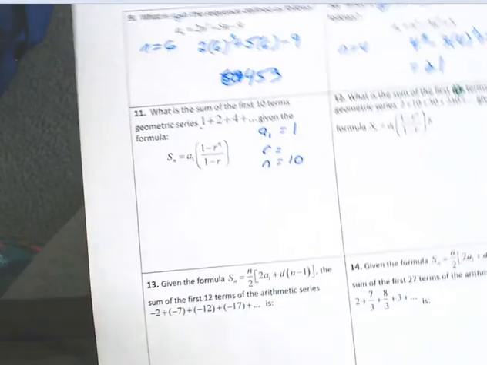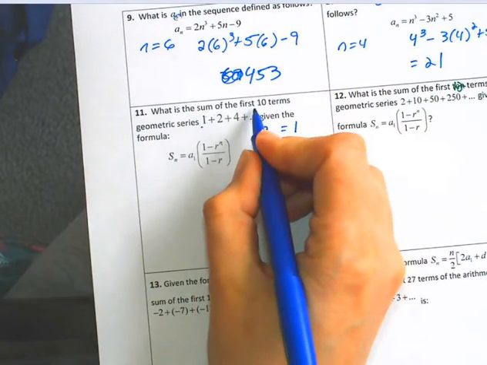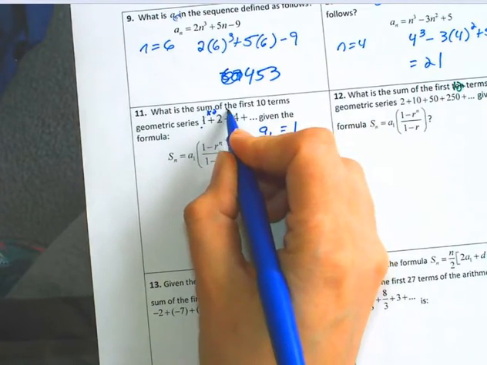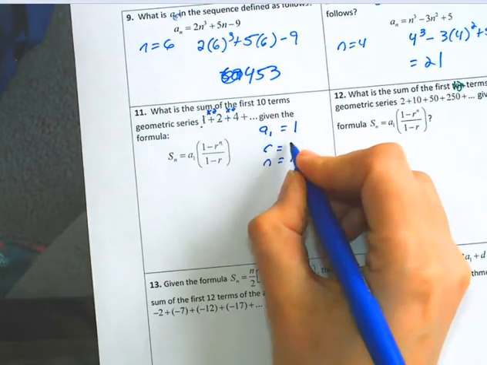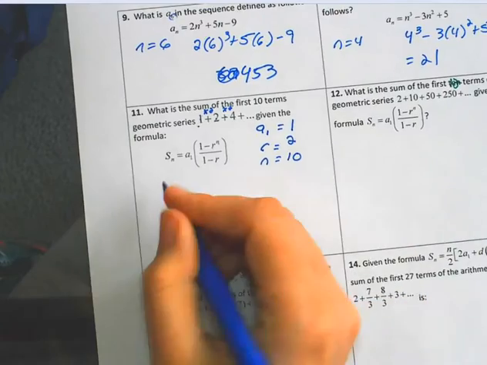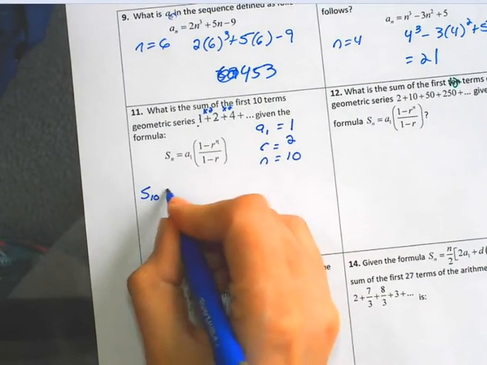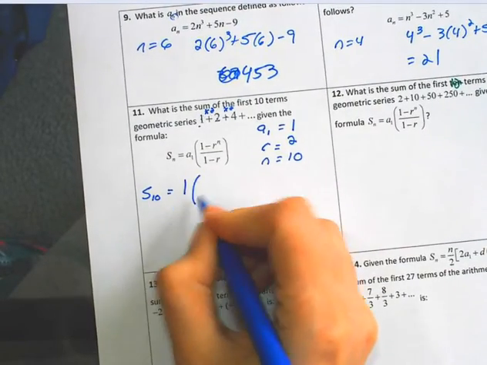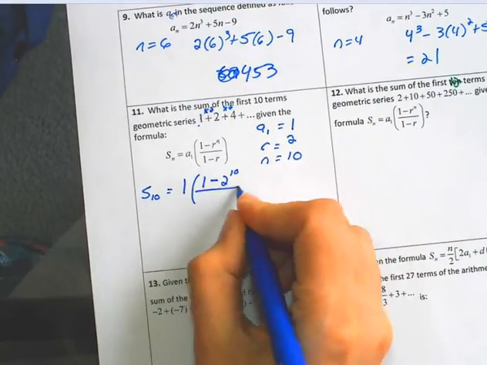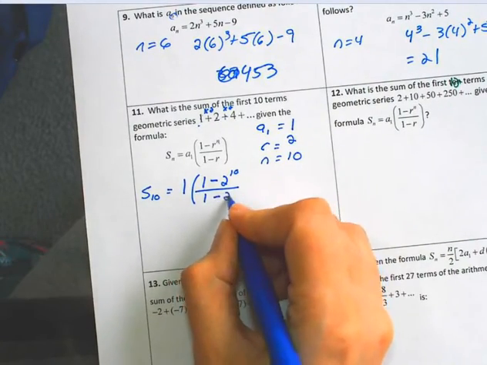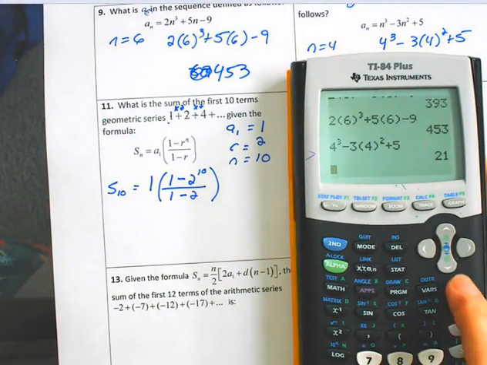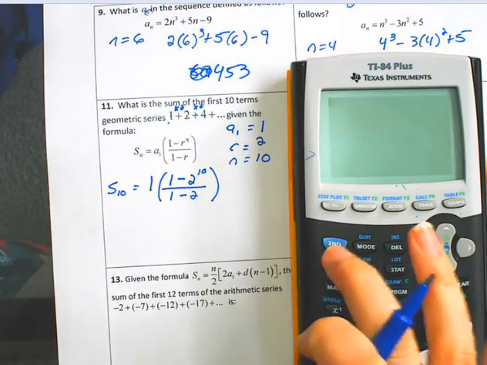R, okay, is my common ratio, so I need to figure out what I am multiplying each time here. Well, I'm multiplying times 2. 1 times 2 is 2, 2 times 2 is 4, and so on. So I know that my common ratio is 2. Once you have all of those pieces, all you're doing is plugging it into the formula. So S sub 10 equals A1, which is 1, times 1 minus R to the power of 10, all over 1 minus R. Okay? Once you have it filled out, just plug it into the calculator. You could try to do the pieces all together, but I just like to plug it into the calculator.